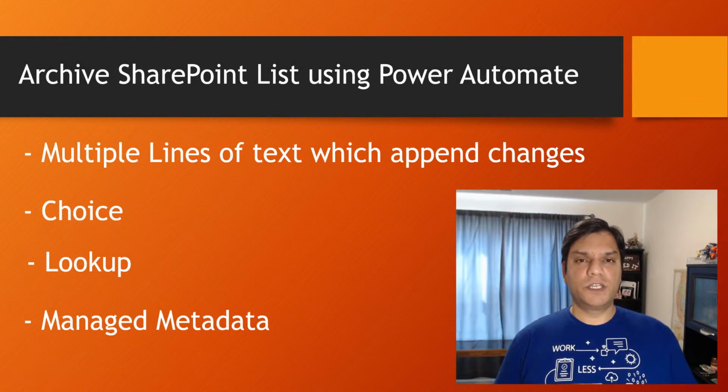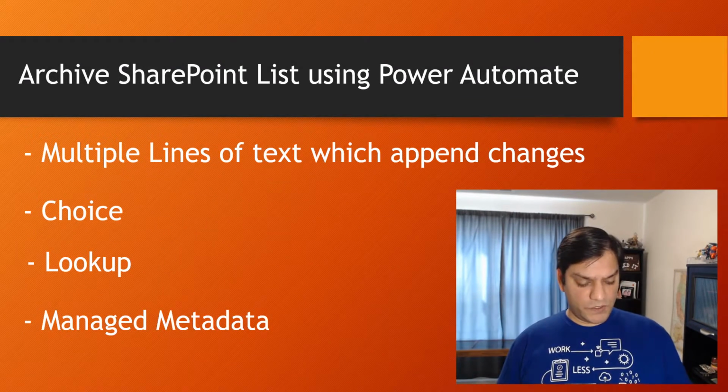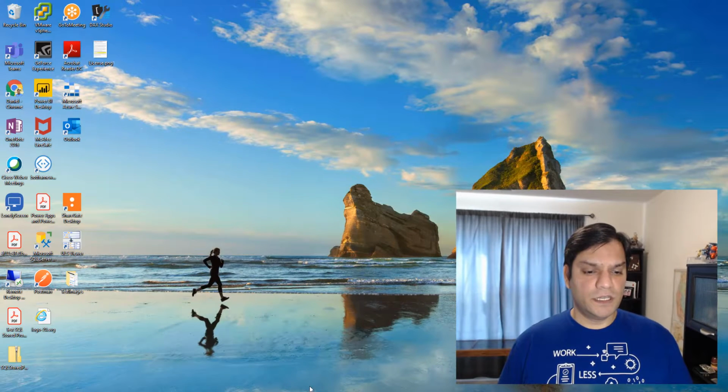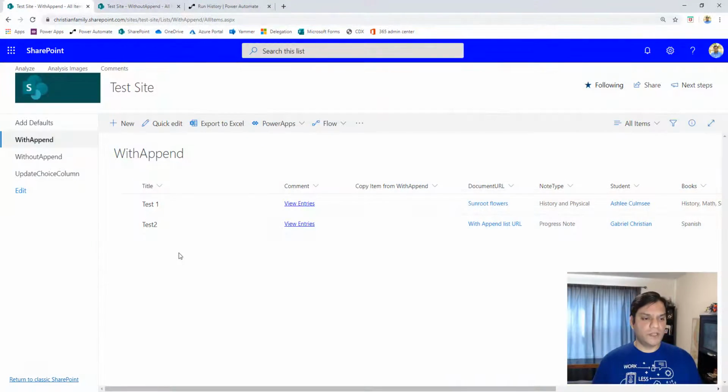Alright, so let's switch over from the slide and go to the actual SharePoint lists, so I can walk you through that first. What I have in my SharePoint is two lists. One is the original list, and that's why I call it with append. And then I have a secondary list, I call it without append, but you can call that the archive list, whatever works for you. That's the one we're copying over to.